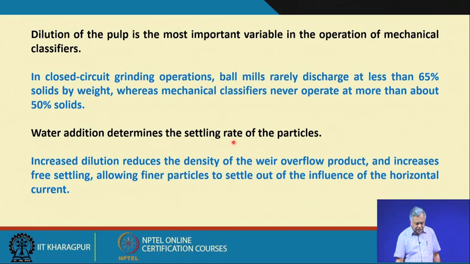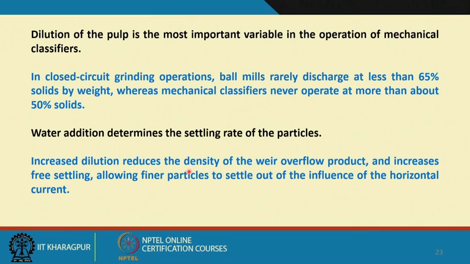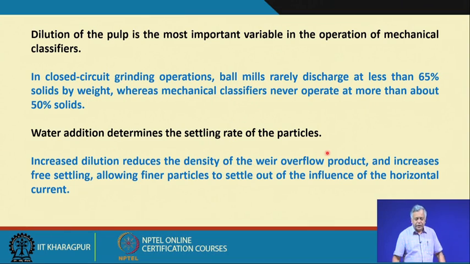Water addition determines the settling rate of the particles, because the more dilute, the more free settling conditions you are giving. So, there is less hindrance and a faster settling velocity. Increased dilution reduces the density of the weir overflow product, that is, how much solid is there in your overflow, and increases free settling, allowing finer particles to settle out of the influence of the horizontal current. That means you are basically trying to give them an opportunity to settle based on their free settling conditions.